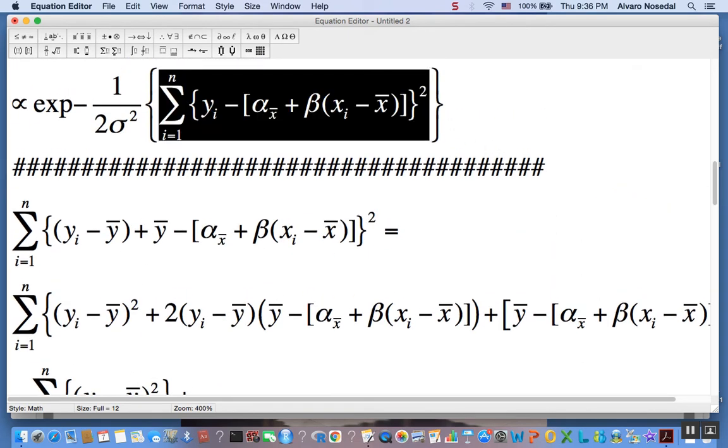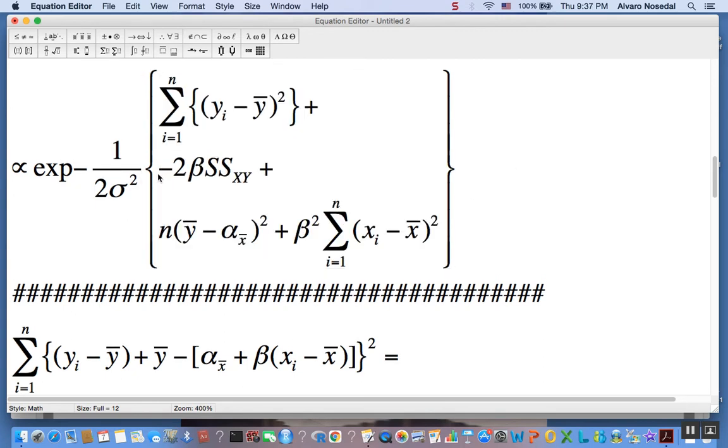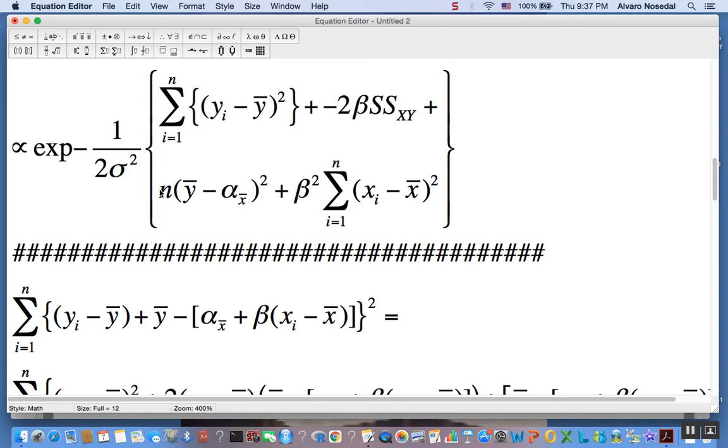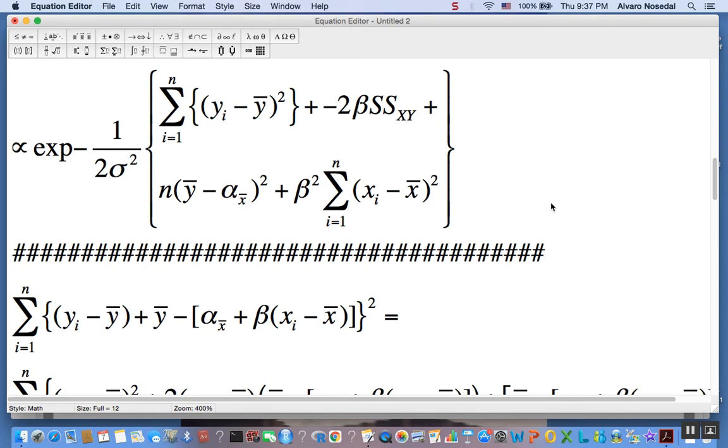Here we substitute these. Okay. Makes sense? So we have the exponential to the power -1 divided by 2 times sigma squared times these guys, right? Makes sense? Okay.